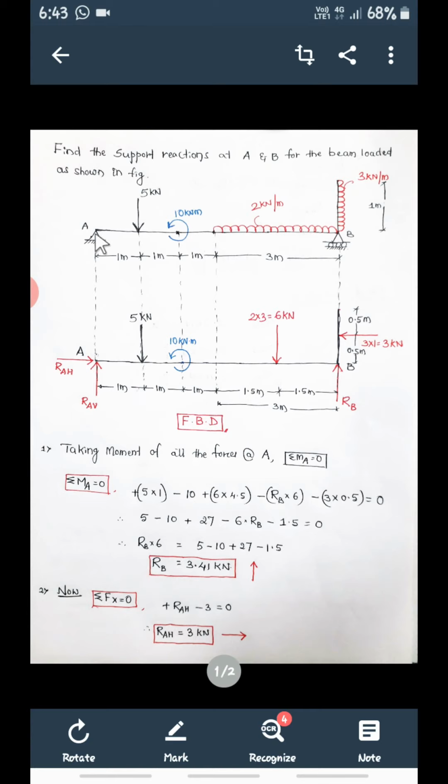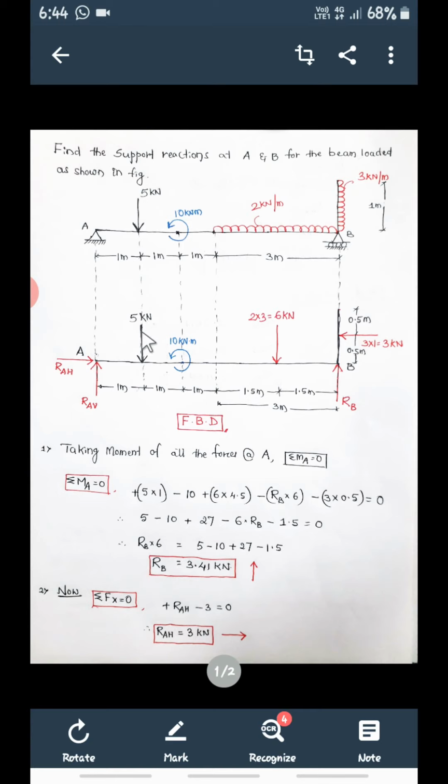As usual we're going to draw beam AB. Then again you can show this extended part of this beam. Since A is a hinged support, there will be two reactions, that is RAH and reaction RAV. Similarly, support B is a roller support, so there will be one reaction, that is RB. So two reactions at A since it is a hinged support, one reaction at B since it is a roller support. Now we are going to show the loads.